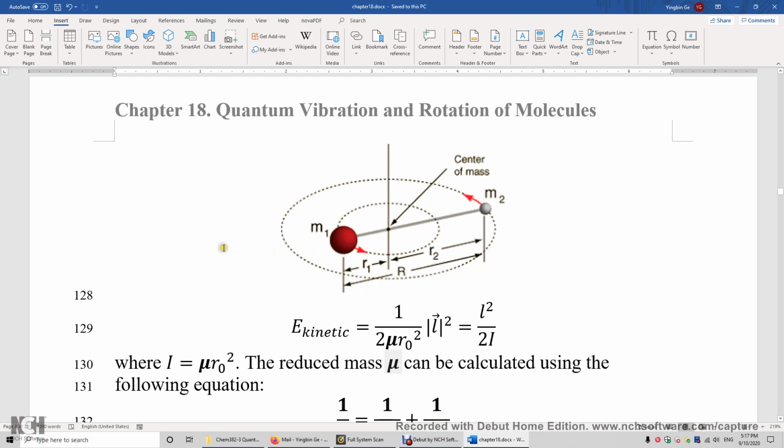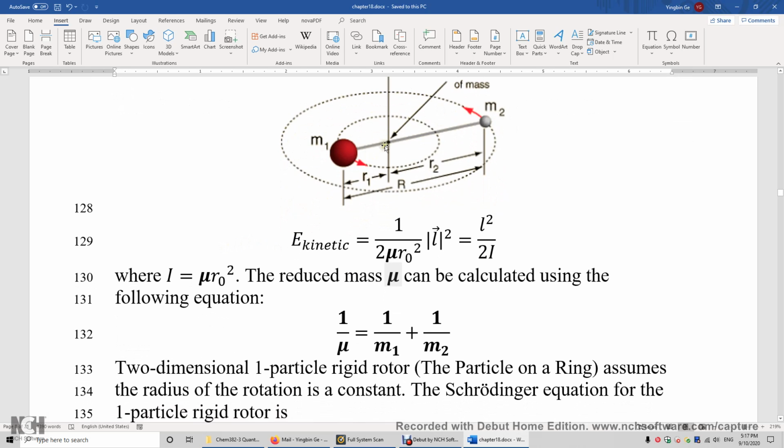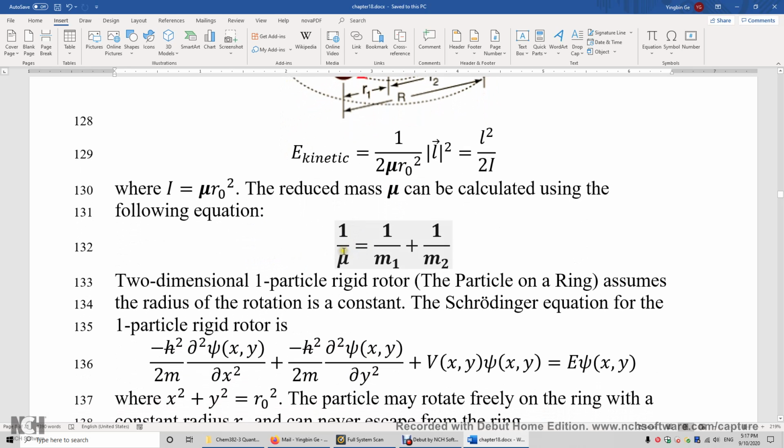And then in this case, the kinetic energy of these 2 masses is 1 over 2I times L squared. I is again the moment of inertia, but in this case, I is mu times R0 squared. Mu is the reduced mass of these 2 masses. 1 over mu is equal to 1 over m1 plus 1 over m2. You can also prove that mu is equal to m1 times m2 over m1 plus m2.